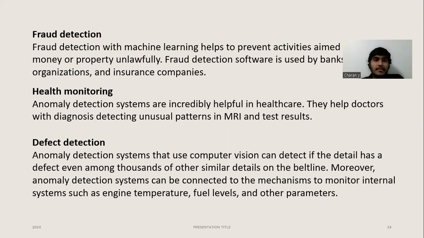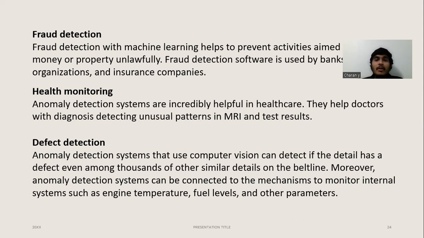These are three other applications: fraud detection, health monitoring, and defect detection. Fraud detection with machine learning helps to prevent activities aimed at obtaining money or property unlawfully. Fraud detection software is used by banks, credit organizations, and insurance companies. For example, banks check loan applications before making a decision. If the system detects that some of the documents are fraudulent, for example, that a tax number doesn't exist in the system, it will notify the bank employee.